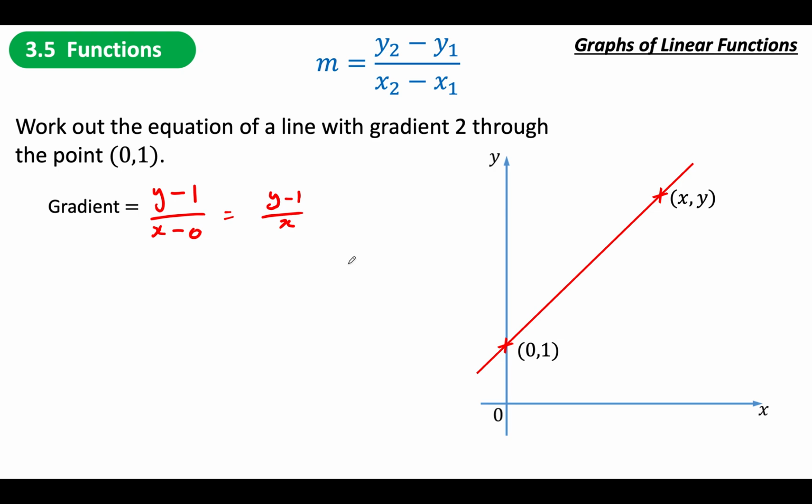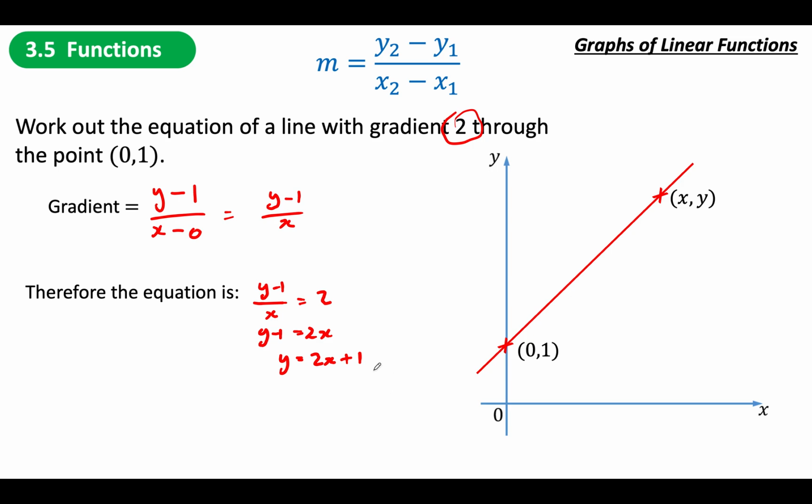Okay, this is going somewhere, I promise. Therefore, the equation is, well, we know that the gradient is y minus 1 over x, but we also know that the gradient here from the question is 2, so this must equal 2. So a little bit of rearranging. y minus 1 equals 2x, and then add 1 to both sides, y equals 2x plus 1. Equation of a straight line, right? So it's just another way that you can approach it. There are other ways, but it's quite neat, that one.